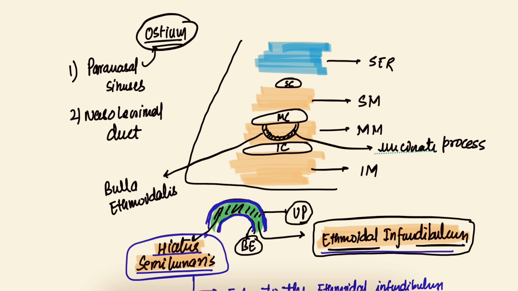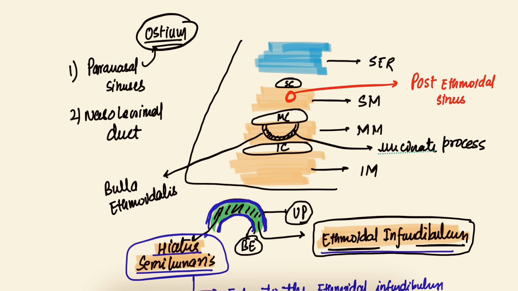As we have seen, there are paranasal sinus openings and the nasolacrimal duct. We know that there are 4 paranasal sinuses, and there is one opening of the nasolacrimal duct. Let us see, in the superior meatus there is an opening. This opening is of the posterior ethmoidal sinus.